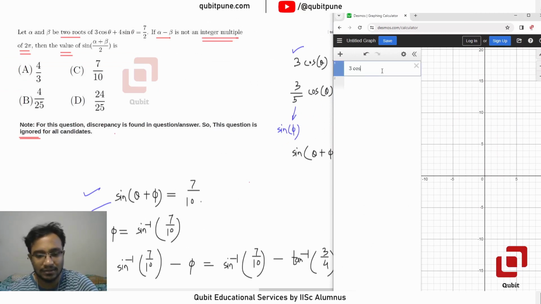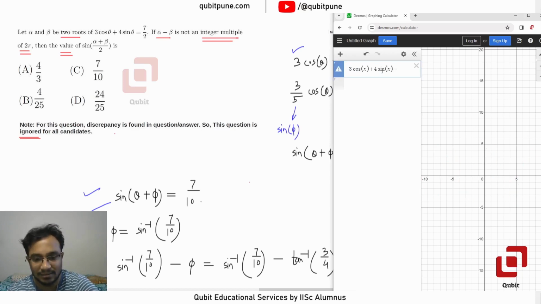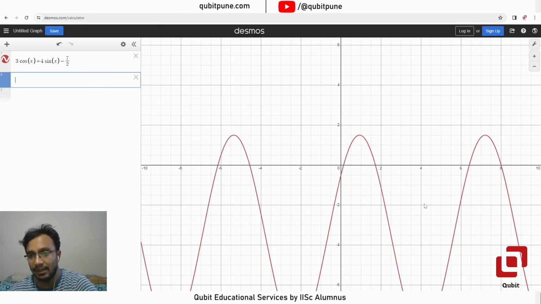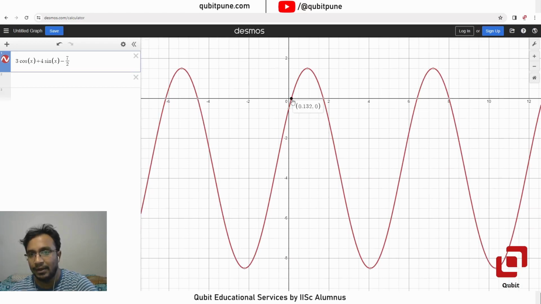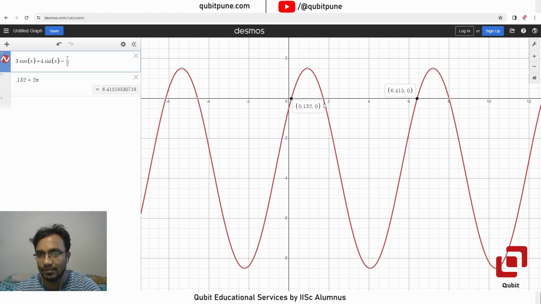3 cos x plus 4 sin x minus 7 by 2, and we need to consider its intersections with the x-axis. Now look here, 0.132 is there, and after that it's 6.415. So if we add 2 pi to 0.132, it will be this angle, so that confirms something. And then here's 1.723, and this will be 1.723 plus 2 pi, right? I will not verify it, you can do that for yourself.